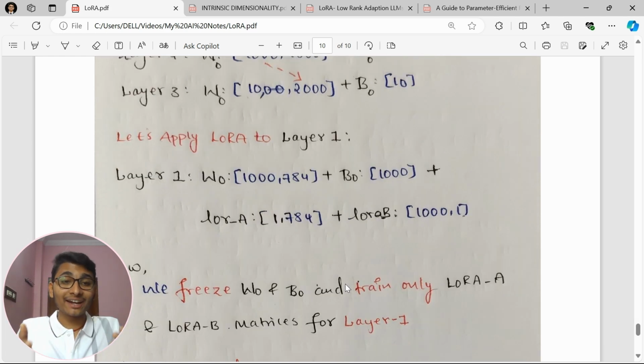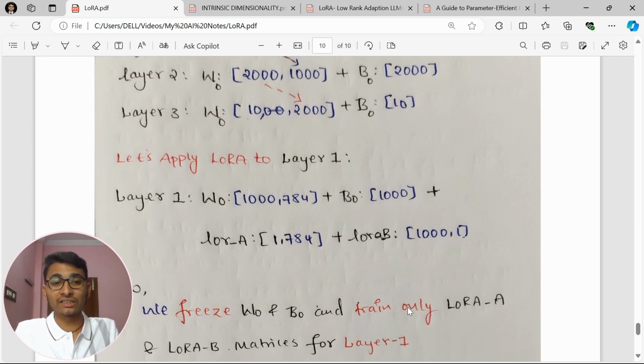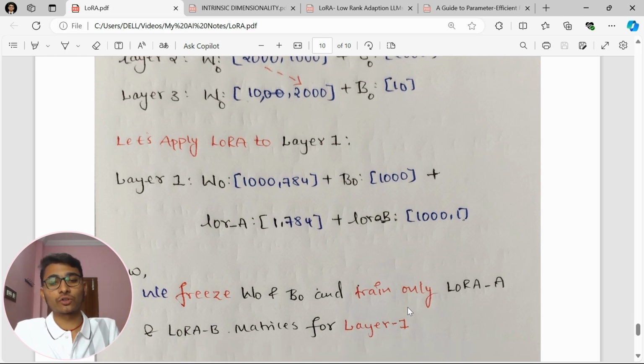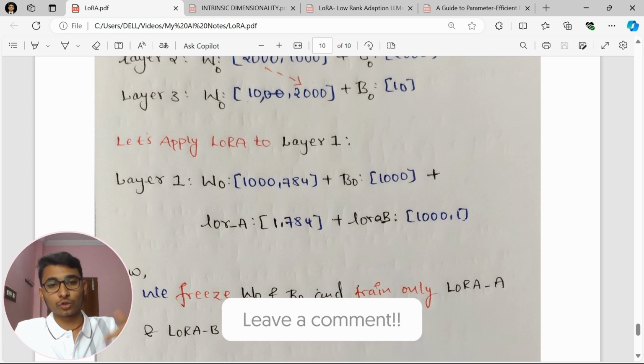When we are fine-tuning for an image classification dataset, what do we do in layer 1? Now the updated architecture contains W naught, B naught, and this LoRA A, LoRA B. And for layer 2 as well, LoRA A, LoRA B will be there. For layer 3 also, LoRA A, LoRA B is there. This is your task, this is your homework. If you are able to write LoRA A, LoRA B, then you have understood. Please comment in the comment section whether you understood or not, whether you did the homework or not.